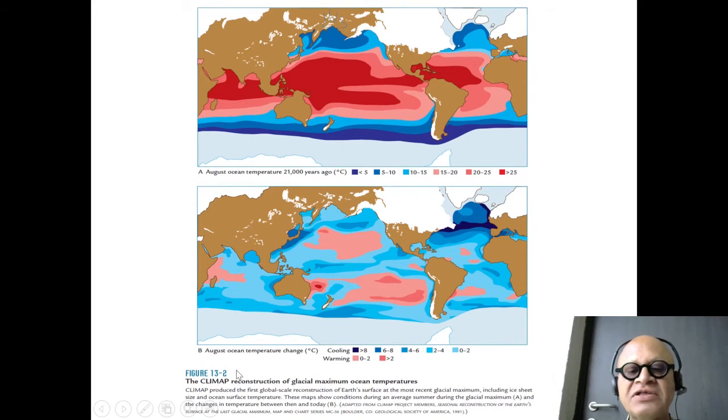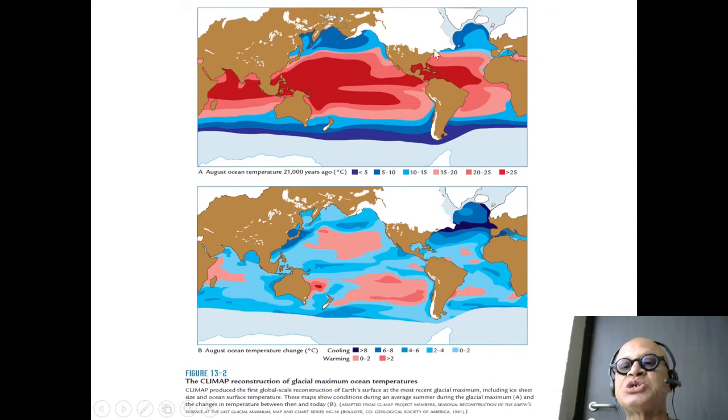There have been reconstructions like this one called CLIMAP, which looked at the changes in sea surface temperature. So this is the August ocean temperature estimated for 21,000 years ago, when we were still deep in the glaciation and the glaciation had reached its maximum.